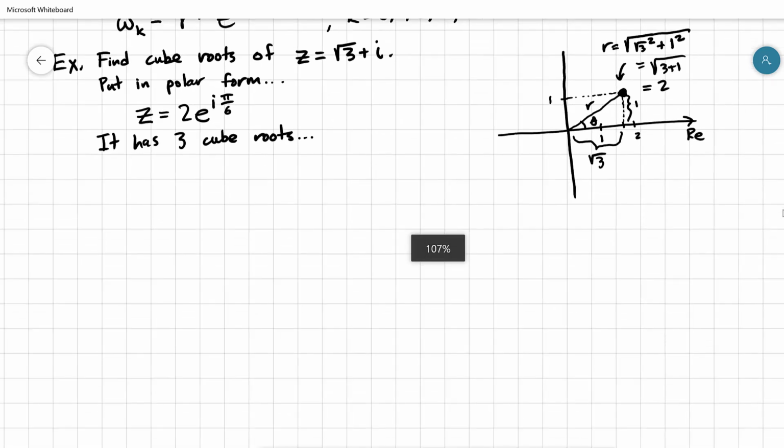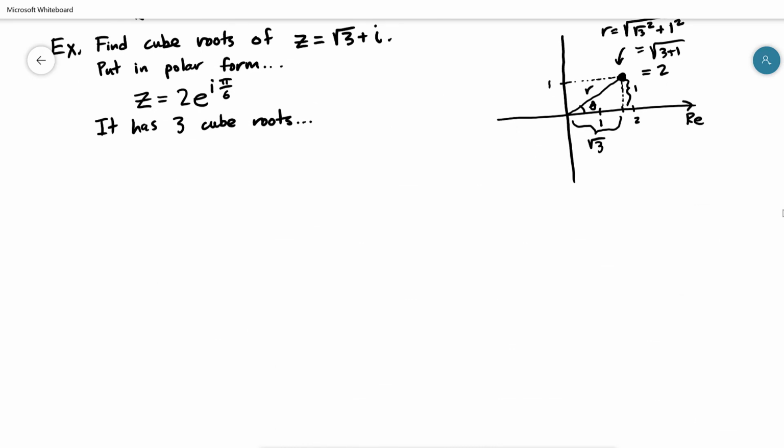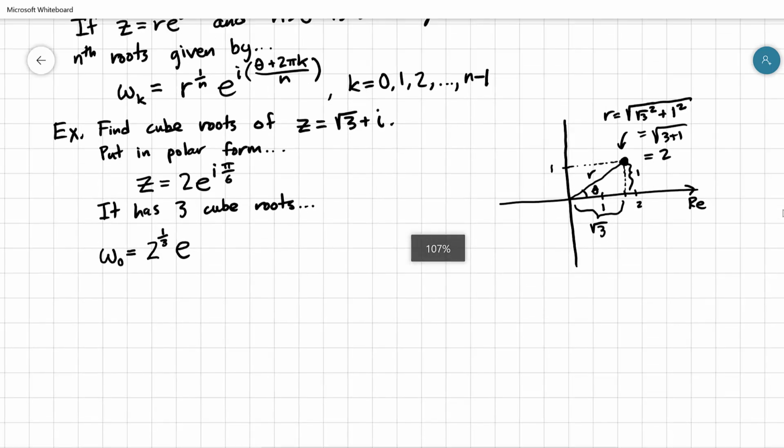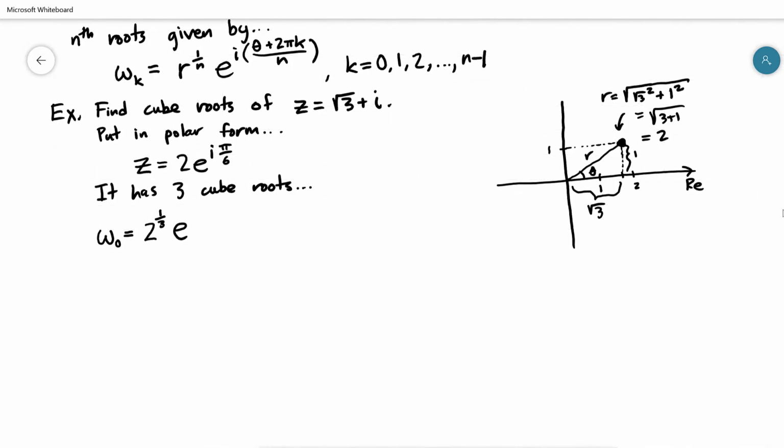So we will see what this looks like. Let's find what we'll call W0, the first of these roots. What we'll do, again, is 2 to the 1/3 power, because we're finding a cube root. And then we have e to the i. Let me go back to our formula and make sure I've got them both on the screen at once so you know what I'm doing.